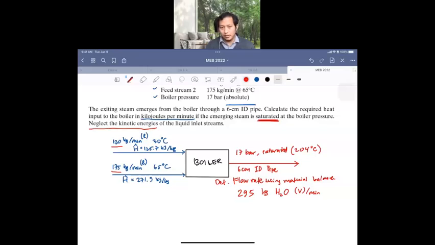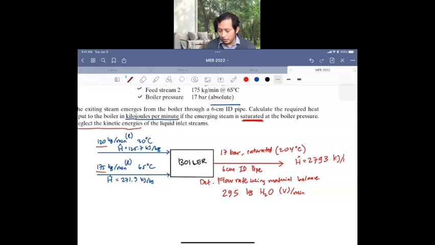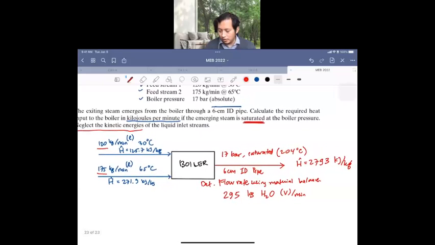So I think we have, I forgot to write the enthalpy again from the table. We got 2793 kilojoule over kilogram. Okay, I think it's done for the first steps.